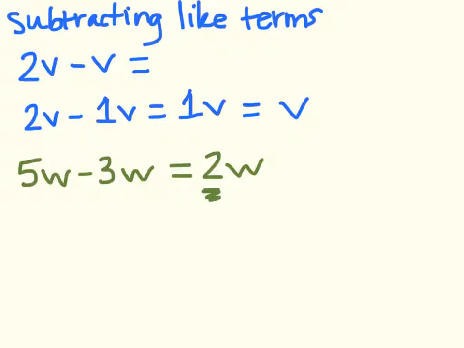Finally, let's simplify y minus y. What's that going to give us? 0. Anytime you subtract a number or a variable from itself, you always get 0.